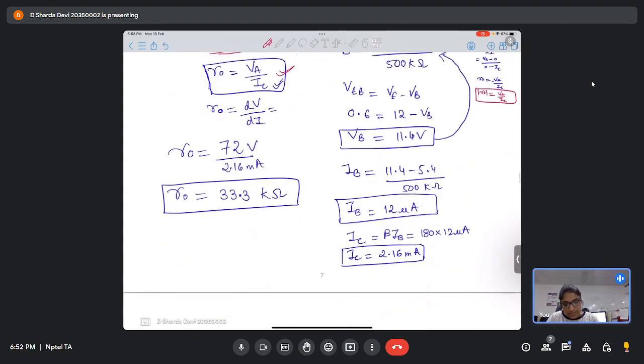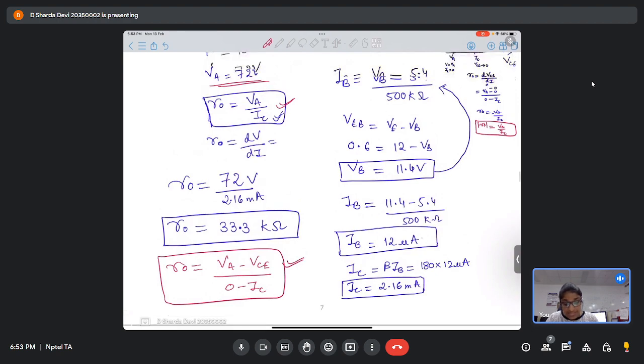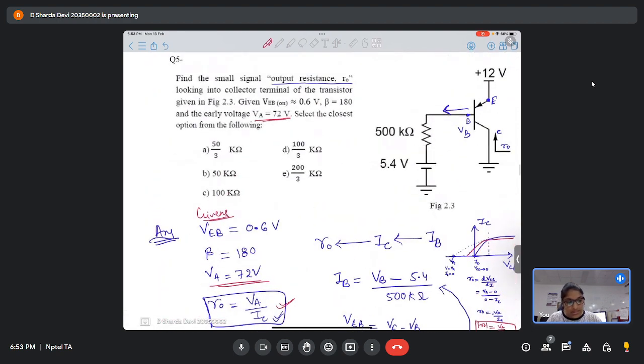Okay, yeah, I understand. So basically, you are saying, can we write R naught as VA minus VC by 0 minus IC? Yeah, this is even accurate. I agree. This also you can do, but for this, you need to calculate VCE also. In this circuit, how will you calculate the VCE?